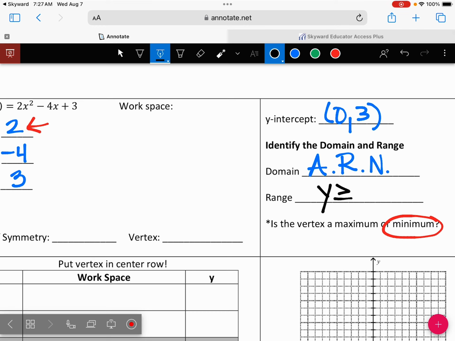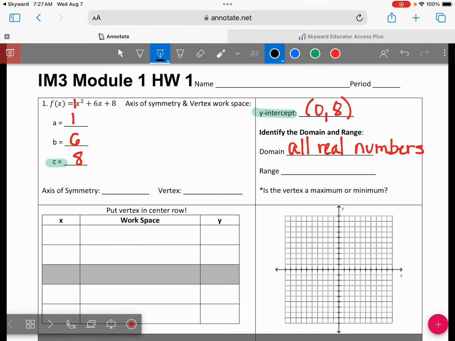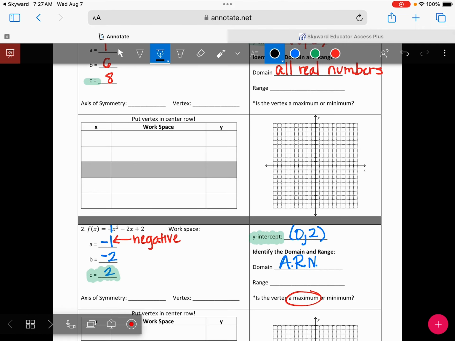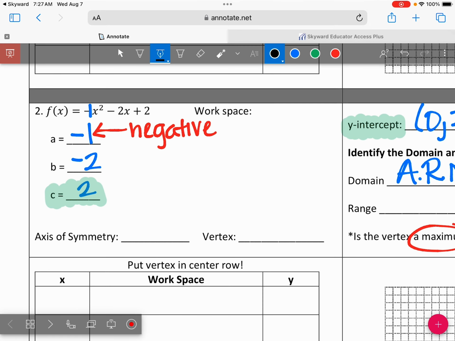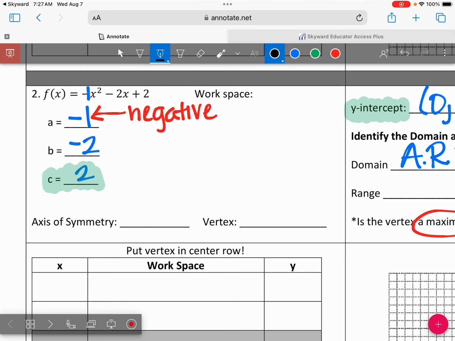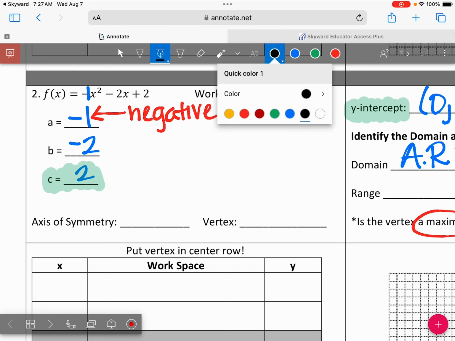All right, so let's go ahead and work through question 2. I think 2 might be the hardest. So let's do that one together if you haven't already. So let's look at question 2. So question 2, we have to start off by finding your axis of symmetry.